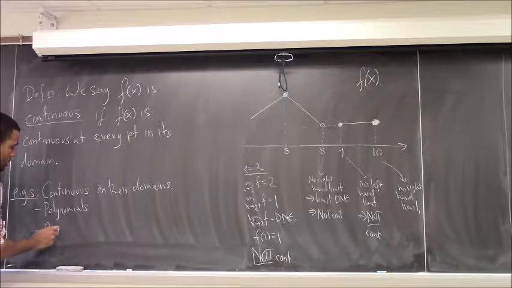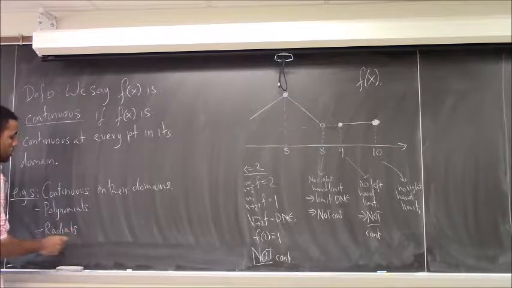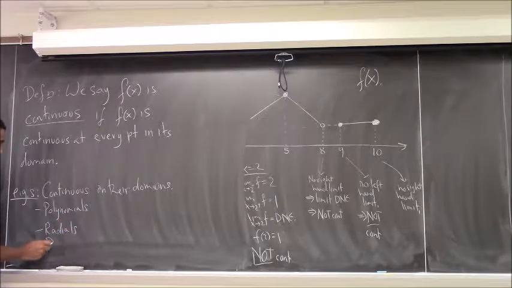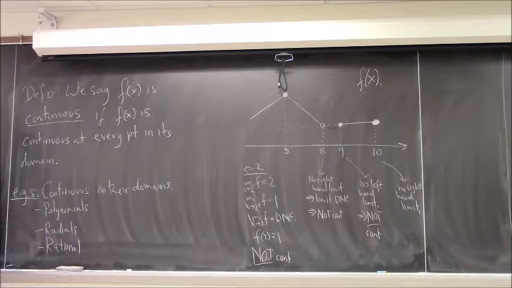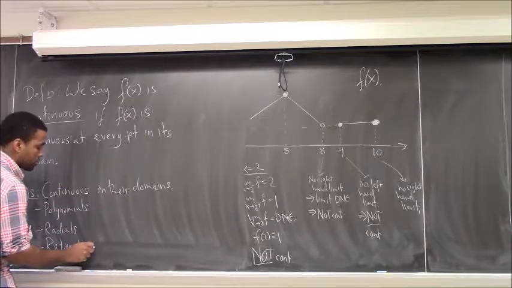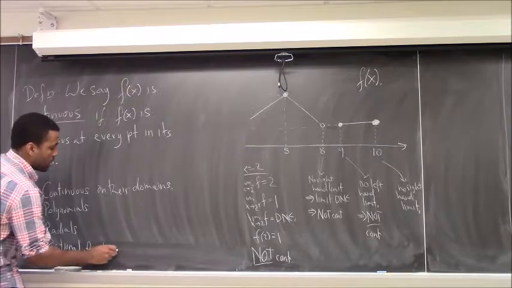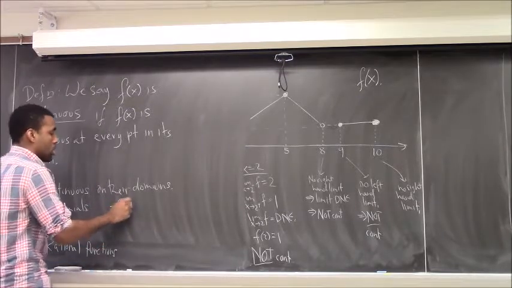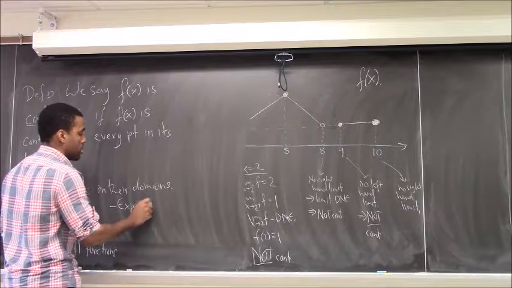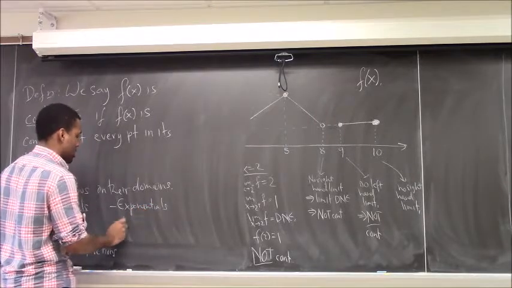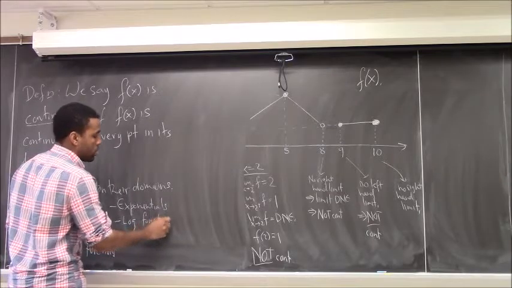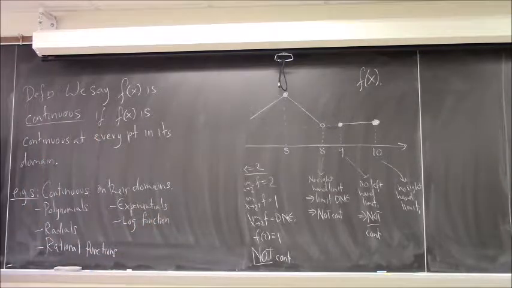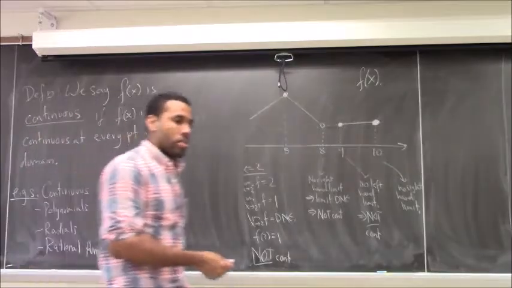Radicals have this property. As long as you're in the domain of the radical, you will be able to do this. Rational functions have this property. As long as you're not dividing by 0, you will be able to make that limit equation work out. Exponentials and log functions do this. So these are all functions that are continuous on their domain. As long as you're in the domain of the function, the limits will always match very nicely with whatever the function is doing at the time.